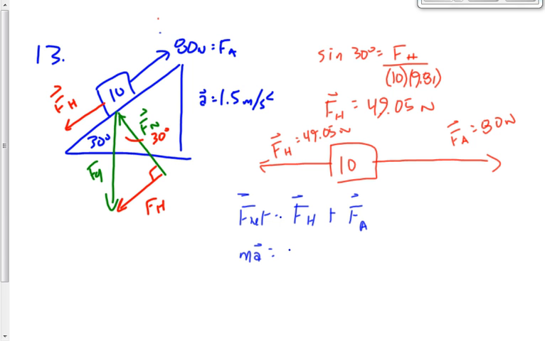FH is, we'll just put the expressions in there again. M is 10 kilograms times A is 1.5 equals negative 49.05. What do we got? Oh, sorry, we're missing something here, guys. What are we missing? What are we missing in this question number 13?